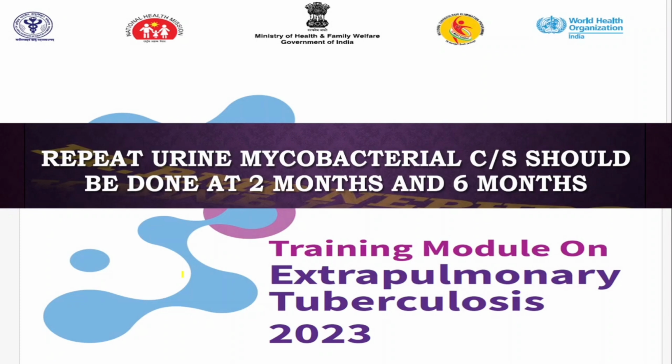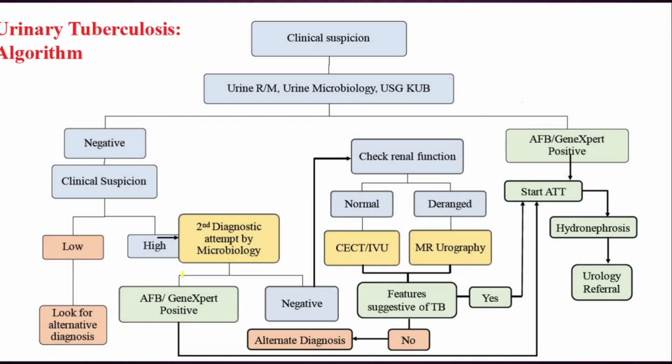This is a training module on extrapulmonary TB by the Ministry of Health and Family Welfare. As I told, repeat urine mycobacterial culture might be required at the 2nd month and the 6th month, that is at the end of the treatment. They have given this flow chart also. Whenever you have a clinical suspicion, do the urinary examination. Whenever that is negative, look for other differential diagnoses. Whenever there is high clinical suspicion, send a second attempt at urinary testing, then think of starting ATT.